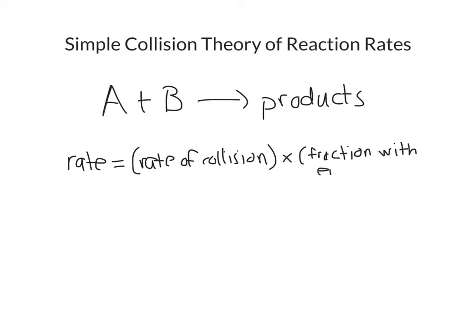And so if we multiply by that fraction, we should get the fraction of the collisions that actually have enough energy. And then if this is the rate of collisions, the fraction that have enough should give us the rate of the reaction. There's one other factor that's important here, and that is the orientation of the reactants.